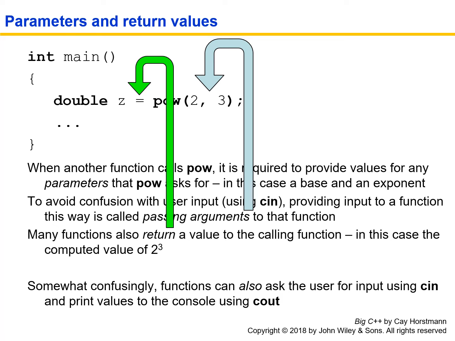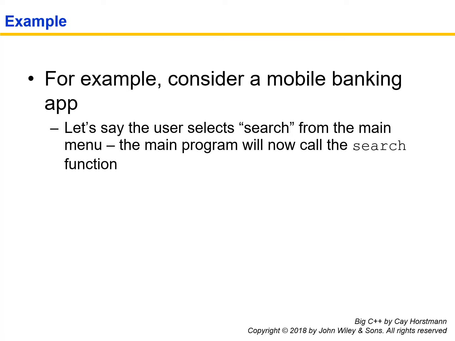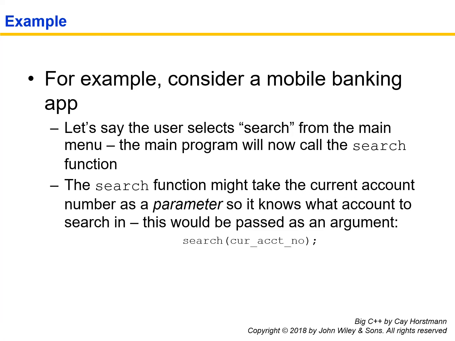Well, here's an example of where the two different kinds of input and output come in handy. Consider a mobile banking app. Let's say the user selects search from the main menu. The main program will now call the search function. The search function might take the current account number as a parameter, and so when the main program calls search, it's going to pass the current account number as an argument. That's somewhat confusing language, I understand.